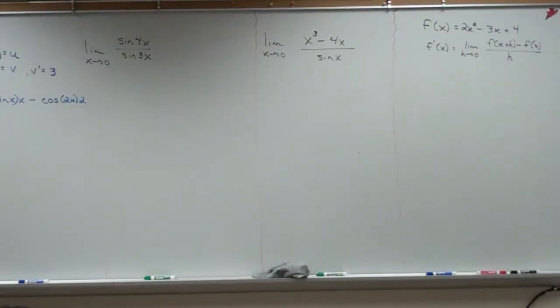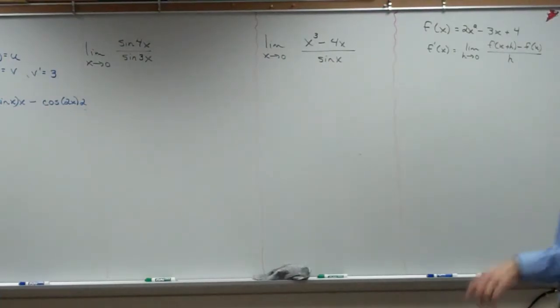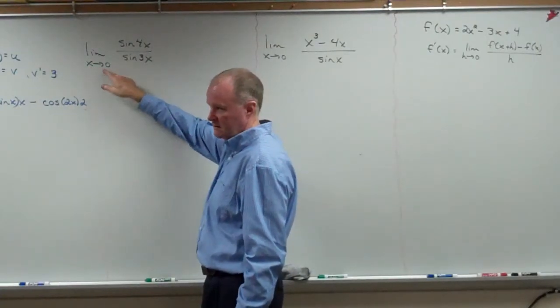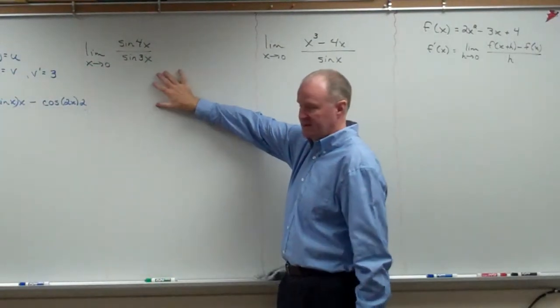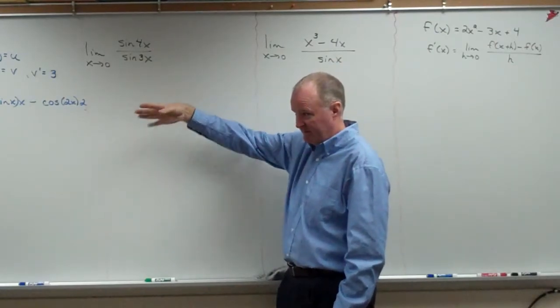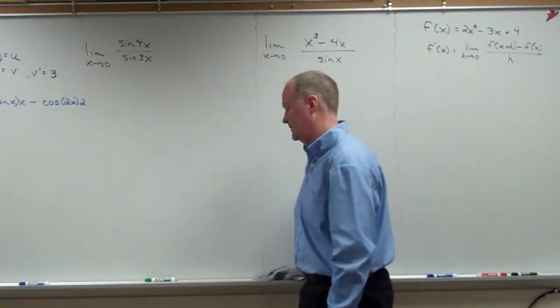The main one you will probably use is the limit of sine of x over x equals 1. It only works for limits, and only when x is going to 0. This is the classic problem with double trig in it. We all know the answer should be 4/3. You just have to show me how you get there.